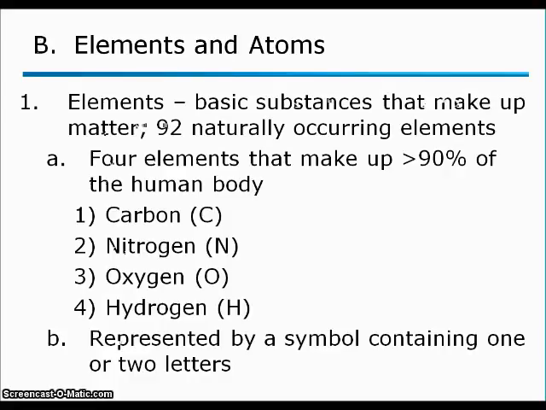Elements. The most important elements for you to remember for anatomy are the 4 elements that make up over 90% of the human body, and that's carbon, nitrogen, oxygen, and hydrogen. And in letter B it says they're represented by a symbol containing 1 or 2 letters. This is very familiar to you with the periodic table.